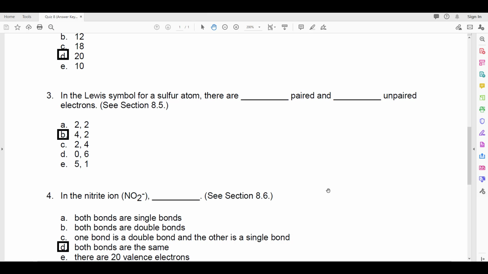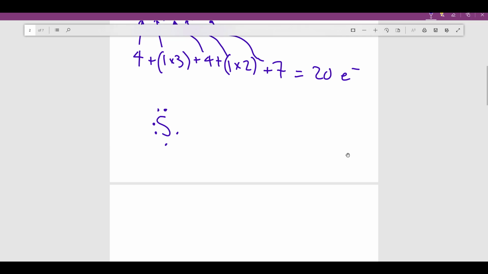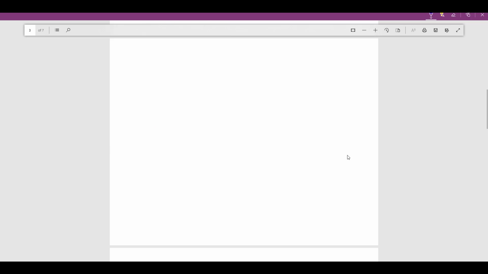Now let's go down to nitrite, and this is talking about something that we'll have to draw out a Lewis symbol in order to get right. So nitrite, NO2 minus. Okay, so I'm going to scroll down here and we'll write down NO2 minus, drawing its Lewis structure, which is what we really need to do in order to answer this question. We go through the same steps as before.